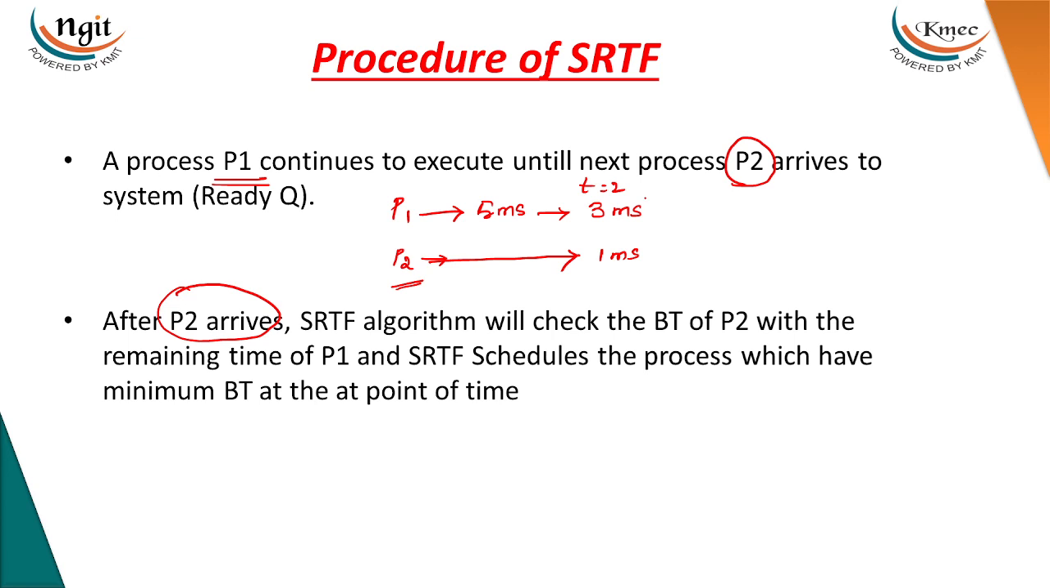Then the remaining time of P1 is 3 and the burst time of the new process is 1. So what will happen? The currently executing process P1 will be preempted and sent back to the ready queue, and the new process P2 will be loaded into the CPU. That is what happens. Now let's take a problem, it will be clear.